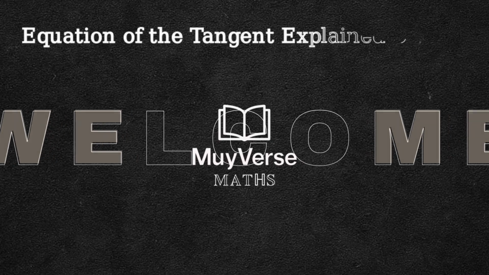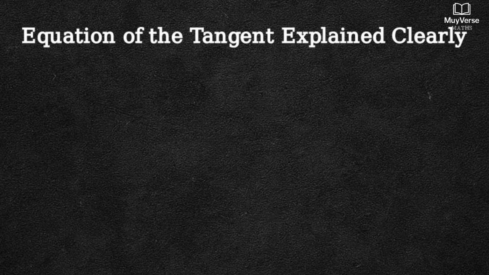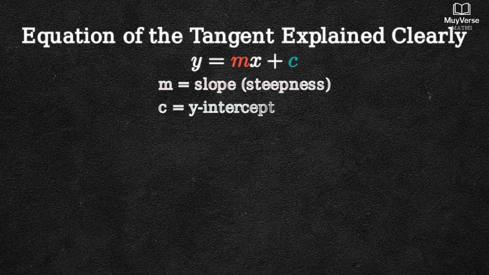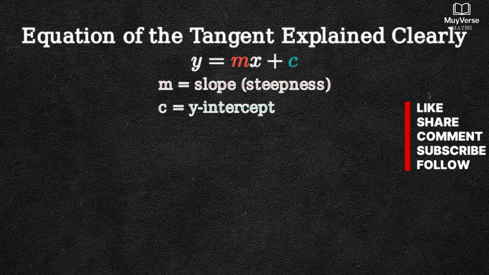Equation of the tangent explained clearly. The equation of a straight line is y equals mx plus c. Here, m is the slope, how steep the line is, and c is the y-intercept, where the line crosses the vertical axis. We'll follow a quick, intuitive, step-by-step method that never skips a step.